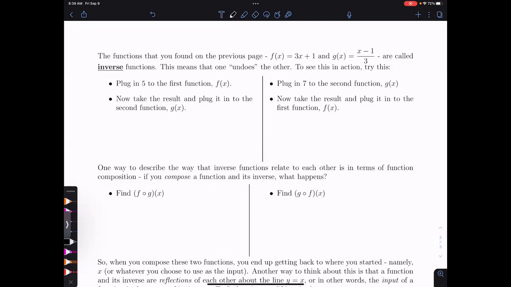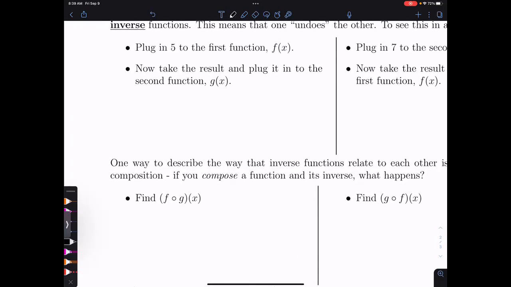And for the sake of time, let's focus on these two problems on the left-hand side of the page. Then you do the other two as homework, but work on those two things.